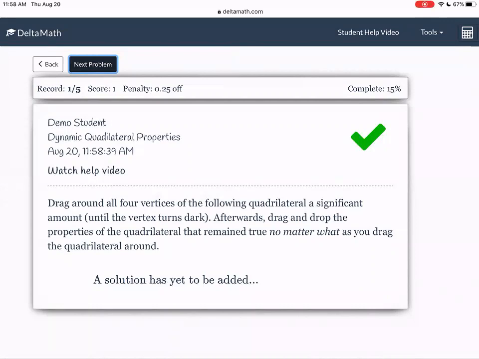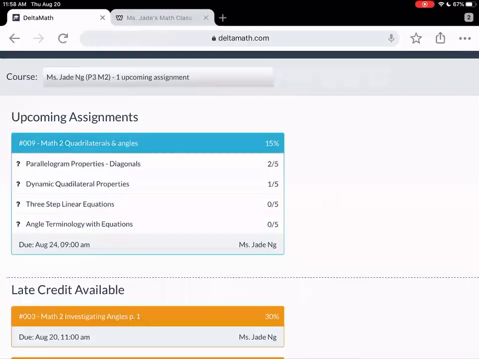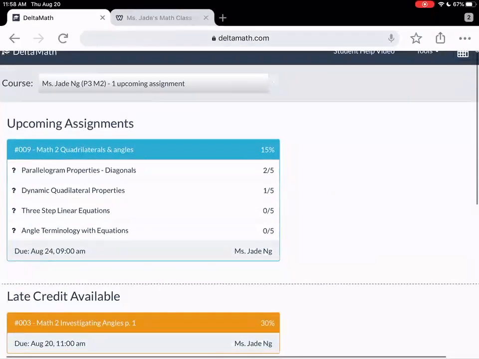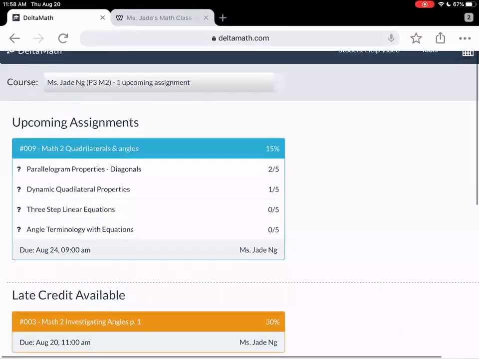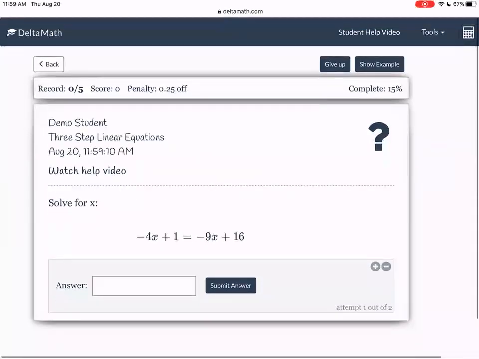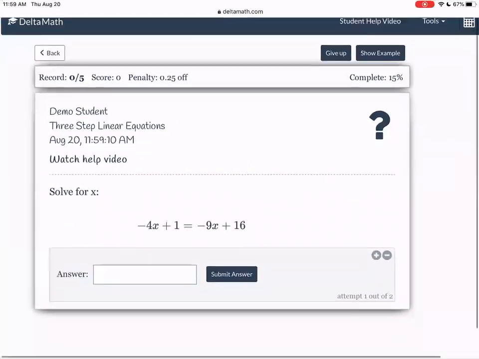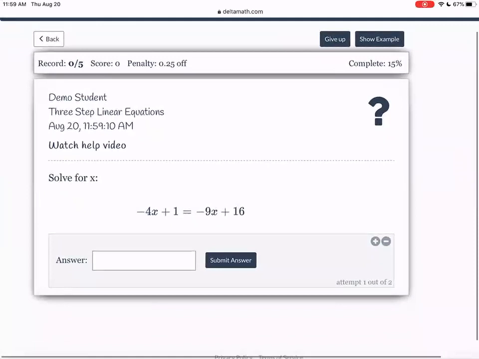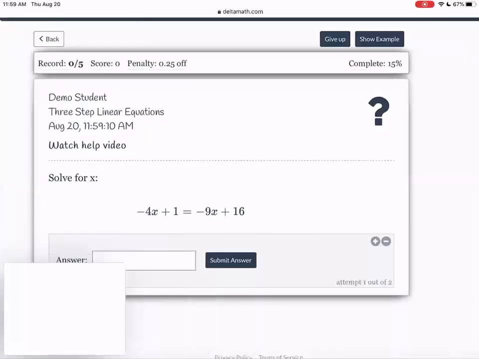Let's go back. So we did those first two sections. Now we can do the last two, and then I'll give you guys time to work on it in class, so you can get started and hopefully have less homework. 3-step linear equations. This is just a general review, and I want you to remember how to do this. We learned it early on in Math 1, but it's been a while.